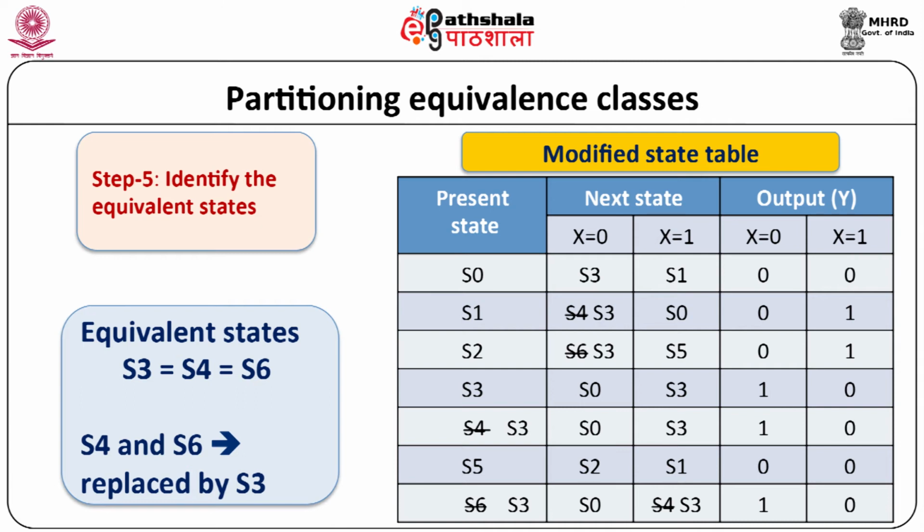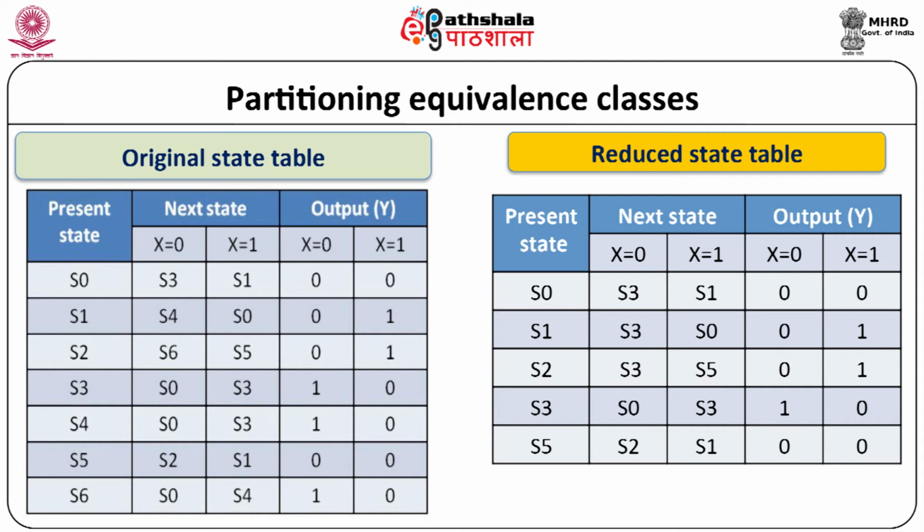Once the redundant states are identified, a new simplified state table can be constructed. States S4 and S6 are no longer present in this table. These states may be renamed by S3 in the original state table, as shown here. So, we are replacing S4 and S6 by S3 in all rows of the state table.